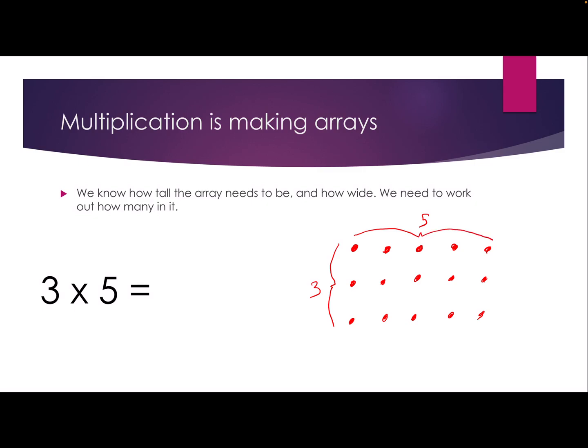And we get our answer by counting them. 1, 2, 3, 4, 5, 6, 7, 8, 9, 10, 11, 12, 13, 14, 15. 3 times 5 is 15. So we knew how tall it was, we knew how wide it was, we just didn't know how many were in it until we actually drew it and counted them.